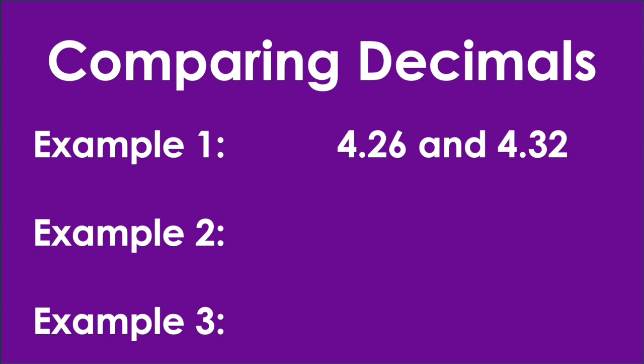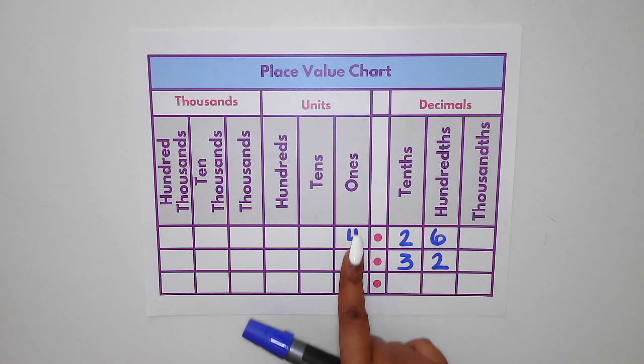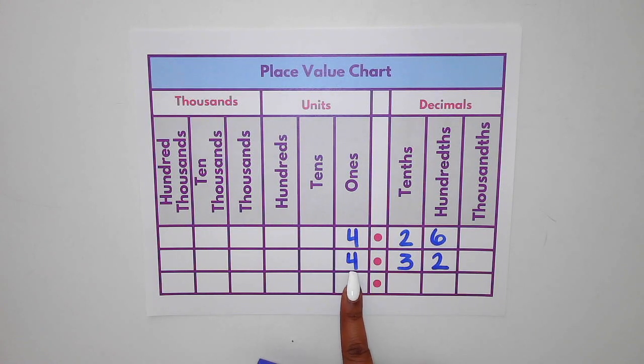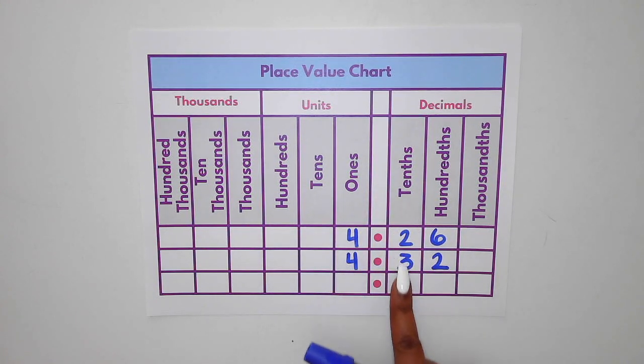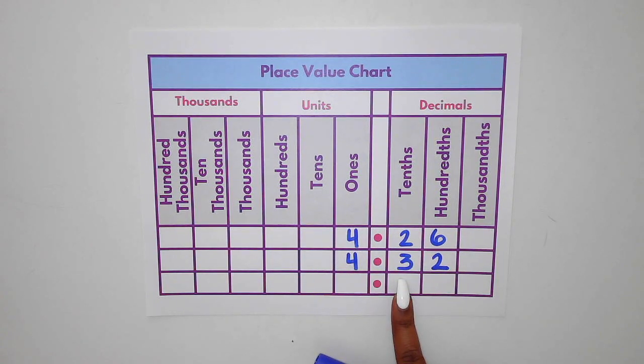Compare 4 and 26 hundredths and 4 and 32 hundredths. In this example, again using the place value chart, we see that both numbers have 4 ones. So now we have to move to the next greatest place value. Moving towards the right, the next greatest place value is the tenths place.